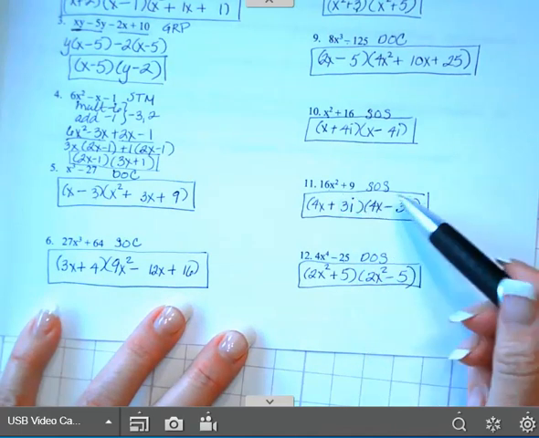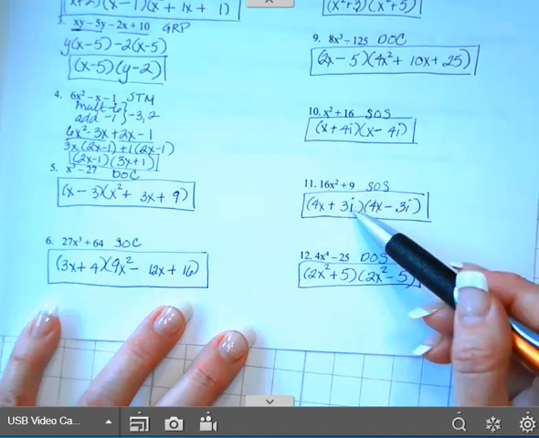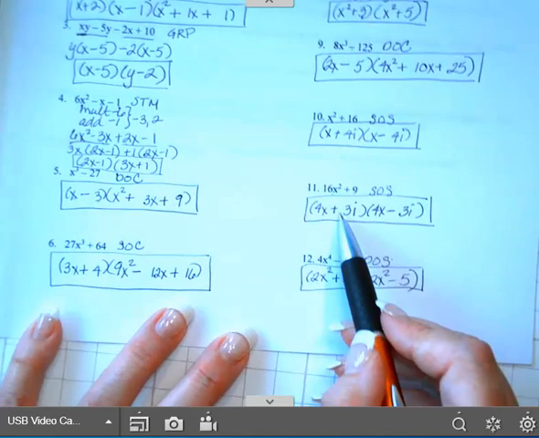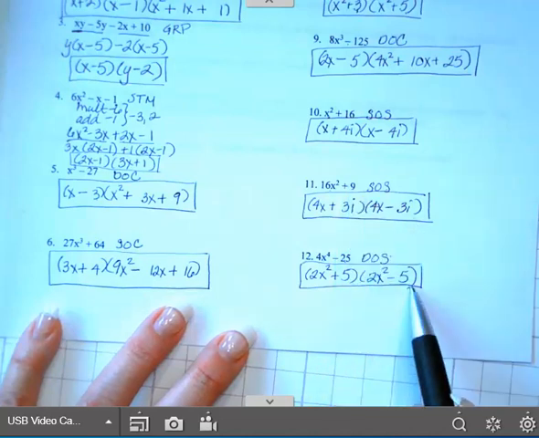And the difference between the sum of squares and difference of squares, if you have a plus here, you have to have the i's. But you'll have one plus and one minus, and the i's are only on the sum of squares. On the difference of squares, you do not have the i's.